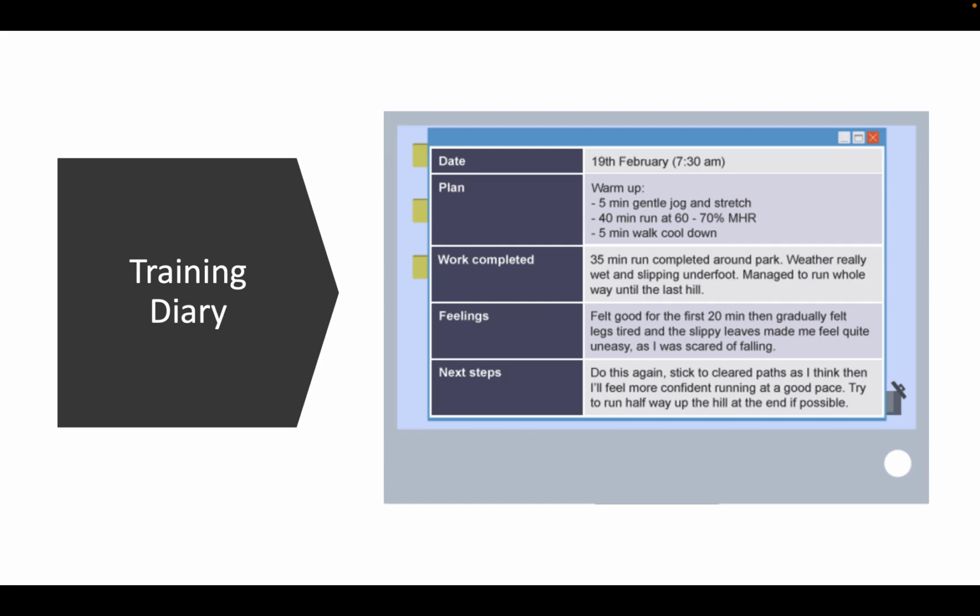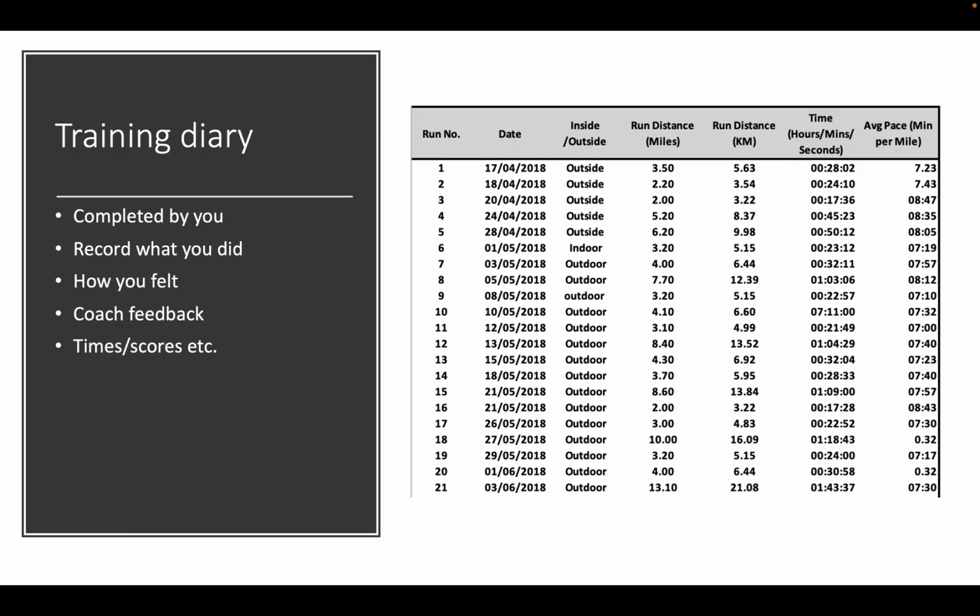So here's an example of a training diary entry from a particular higher PE candidate. They did this session on the 19th of February at 7:30 in the morning. There's a plan of what they did. Then there's actually how much work did they get through. Then how did they feel? So they felt good for 20 minutes, and then gradually they started to feel a bit tired, and their legs were a bit slippy because of the surface that they were running on. And then next steps, what they're going to do, well, they're going to change the route that they run on so that they're able to run at a more confident and good pace.